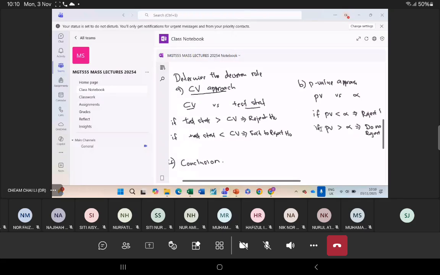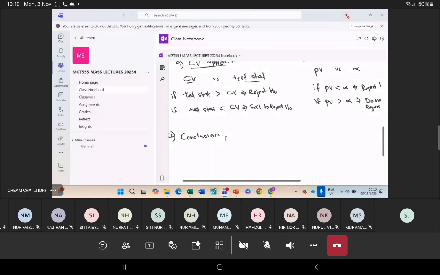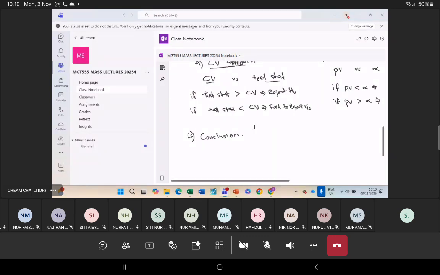You can choose one of these depending on the question and depending on the type of data that you have, right? And then lastly, you need to draw a conclusion. If your decision is to reject H0, that means you can conclude based on the alternative hypothesis. If your decision is to not reject H0, or fail to reject H0, this time you need to draw a conclusion based on the null hypothesis. So that's the difference, yeah?